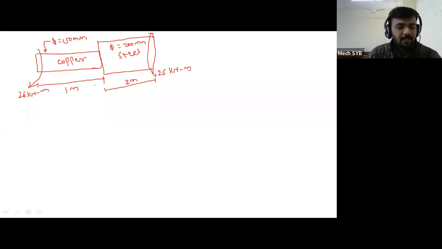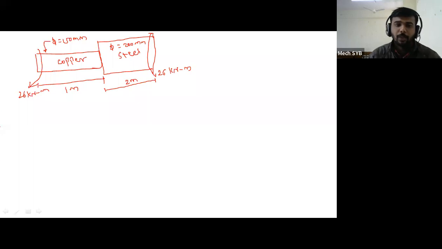So this is the shaft. As the copper and the steel are connected to each other, that is two shafts of different materials are connected to each other, therefore this particular shaft is called a composite shaft. And both are subjected to the 26 kilonewton meter torque in opposite direction. We have to calculate the total angle of twist. Now, twist is not uniform, and that total angle of twist we have to calculate.